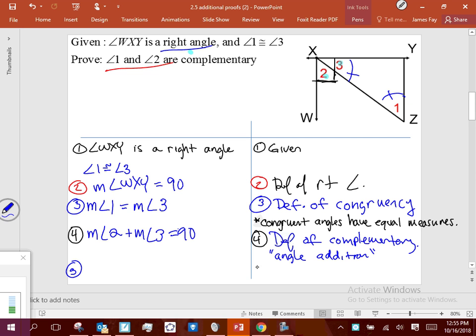All right, so if I've got 2 plus 3 equals 90, what do we have up here? We have 1 equals 3, right? Can I do something there? If 1 is the same as 3, can I rewrite statement number 4 using that fact? So let's take statement number 4. Let's take that 3 out and replace it with 1. Is that okay with everybody? So substitution.